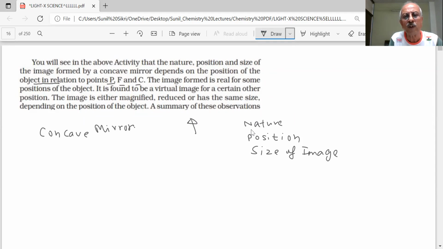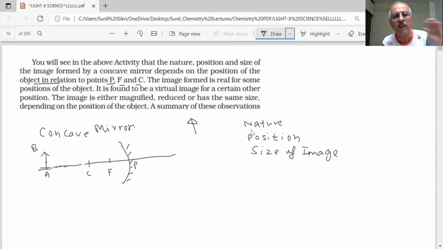This is my object, students. This is my concave mirror. Suppose this is our pole, this is the principal axis, this is my focus, this is my center of curvature. If this is an object which I am representing by AB, this is the head and this is the bottom of it. Now the question is, what type of image will be formed and where will it be formed, where meaning what is the distance of the image from the pole.